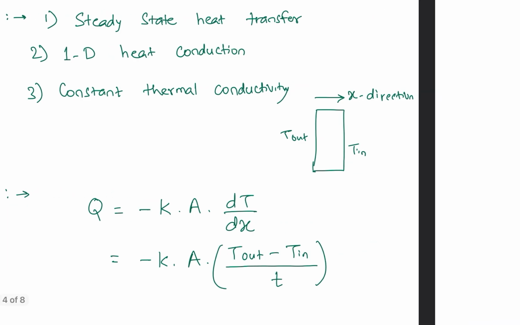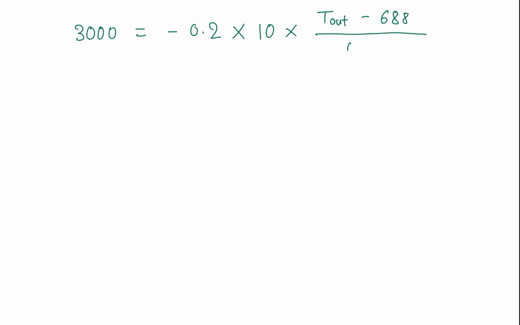So we know the value of Q is 3 kilowatts, that is 3000 watts, equal to minus 0.2, which is thermal conductivity, multiplied by 10 meter square, which is cross-sectional area, times T out minus T in, which is 688 Kelvin, divided by thickness, which is 0.025.